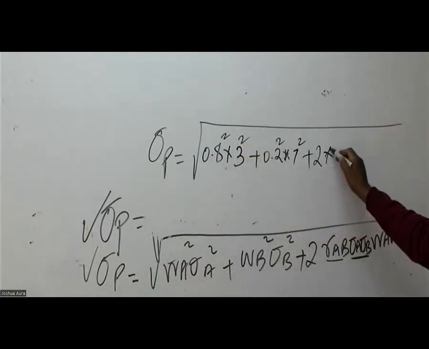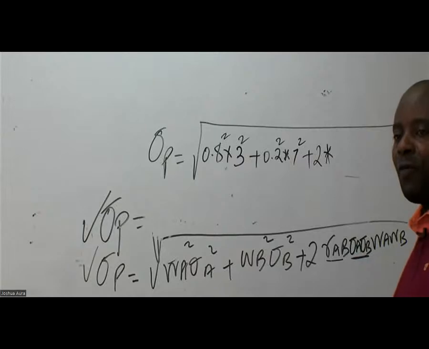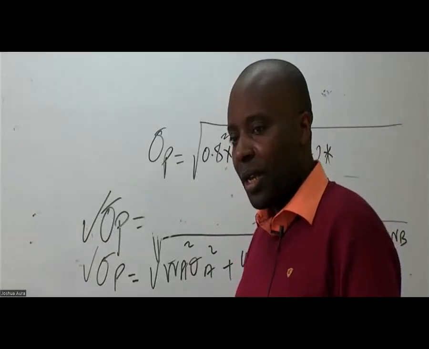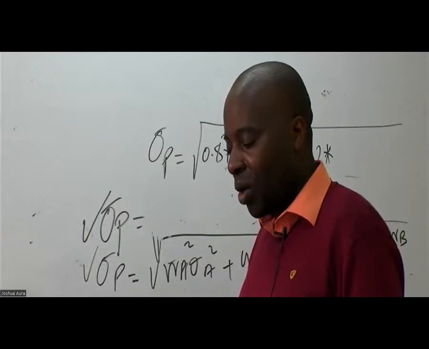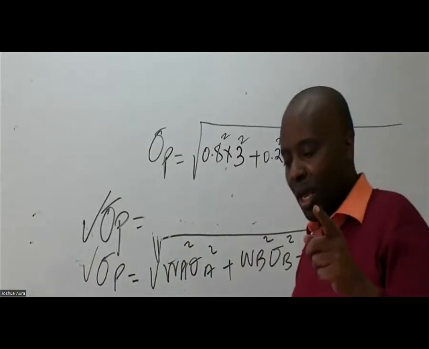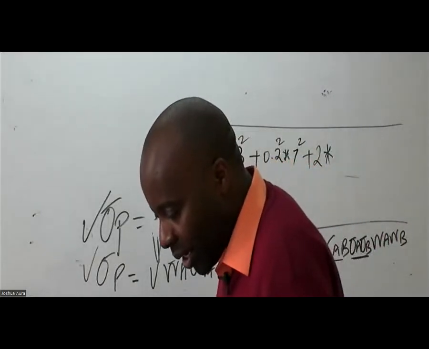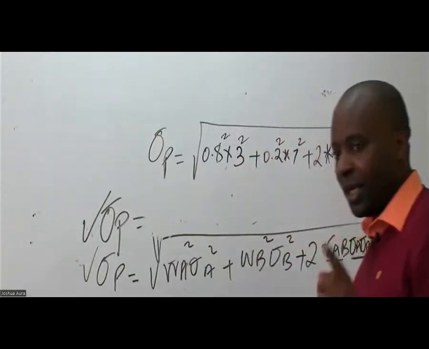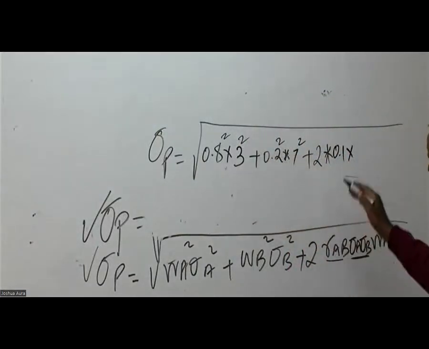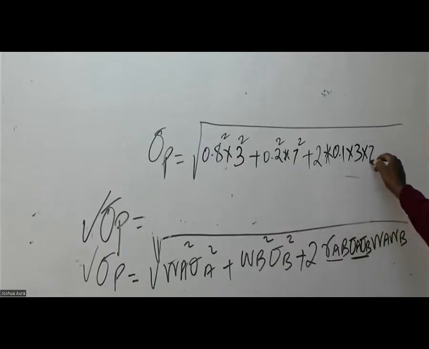Plus twice, have they given me the correlation coefficient here? R, they've told me that R correlation is 0.1. Is it 0.1 or 1? It is 0.1. So then we have 0.1 multiplied by these respective standard deviations 3 and 7, right? Multiplied by the weights. The weights, of course, we remember them. We have 0.8 and 0.2 like that.